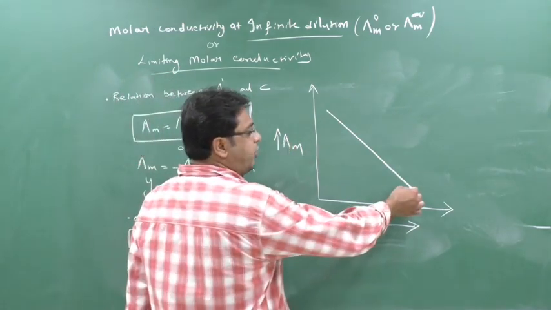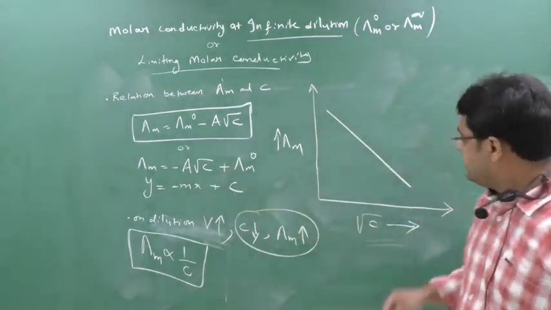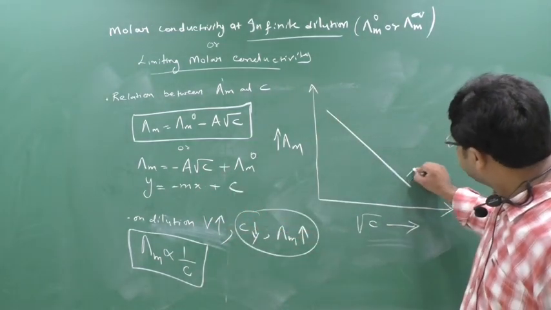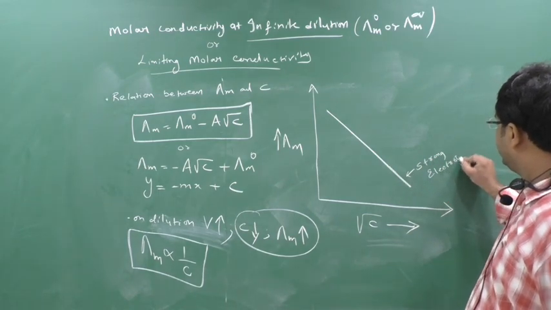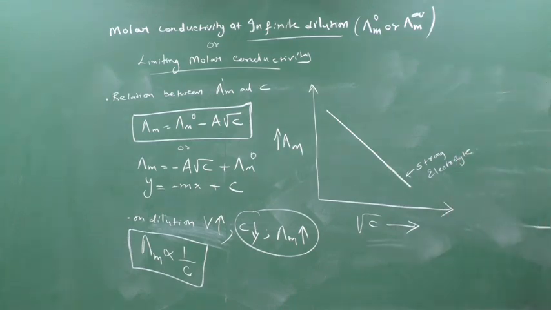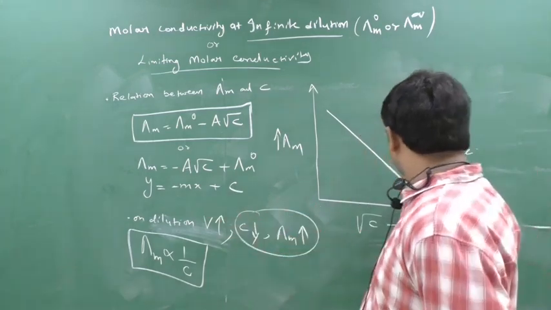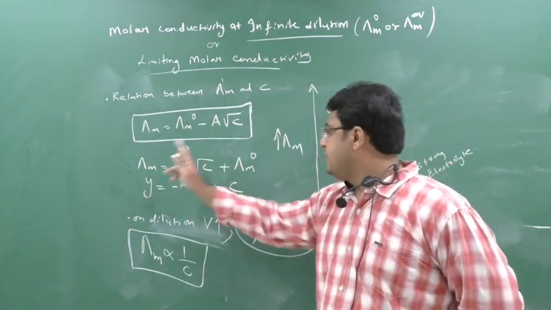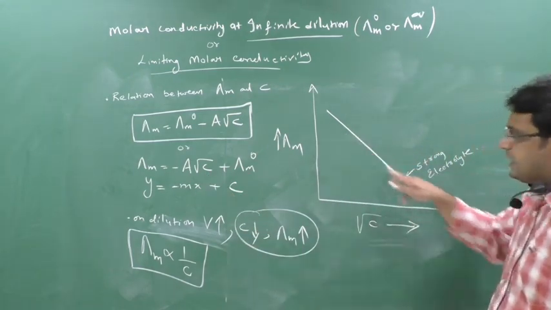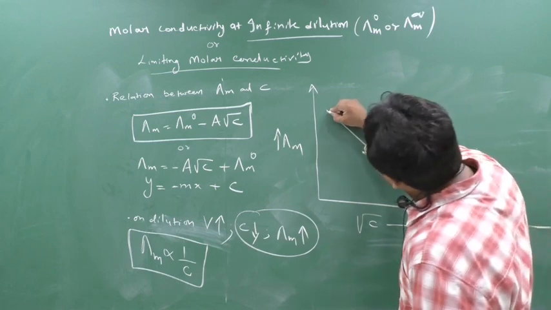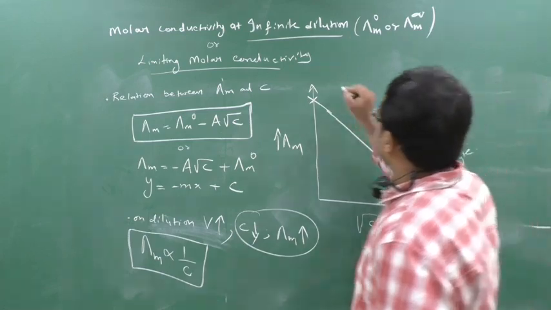So see here, when I obtain the graph for the strong electrolyte, I got the graph of a straight line. This graph is for strong electrolyte. Clear? So when I plotted the graph of y equal to minus mx plus C by taking some strong electrolytes, calculating their lambda m and root C values, I obtained this straight line. And when I extrapolated this graph, I got the value here. Clear?